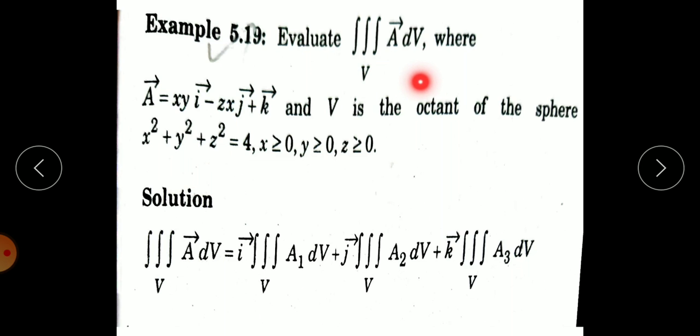Likewise we are given, because in the question, like the previous problem, they didn't give del dot A vector or del cross A vector. They didn't give any formula to evaluate. Directly they have given the triple integral over V of A vector dv. So we have to split in this case only: triple integral over V of (xy i vector minus z j vector plus k vector) dv.